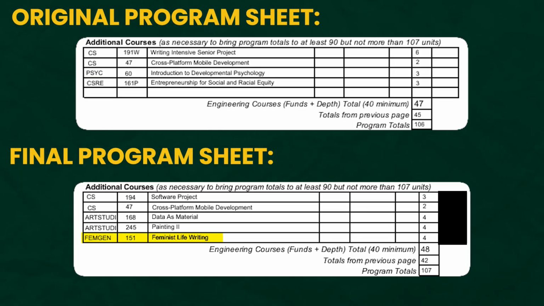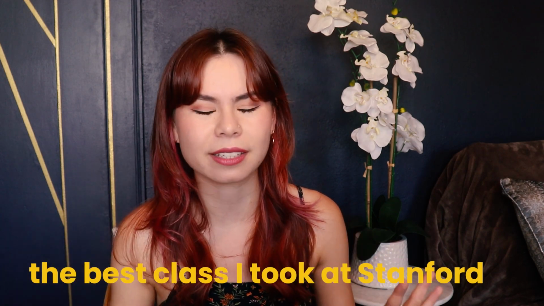My other point is that what was interesting to me is I took some additional classes, as you'll see in my additional courses here, like FemGen 151, which is feminist life writing, which I learned an insane amount in. I think that was probably hands down the best class I have taken at Stanford. And it made me have a lot of thoughts about the humanities versus engineering, and I started to think that the humanities classes were so much more valuable, and you actually learn a lot about the world and yourself, and it just changes your perspective on everything.